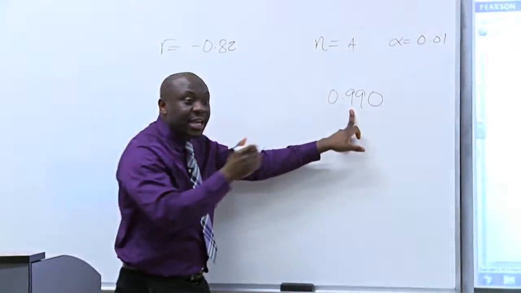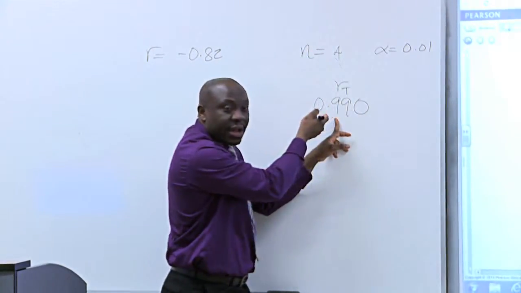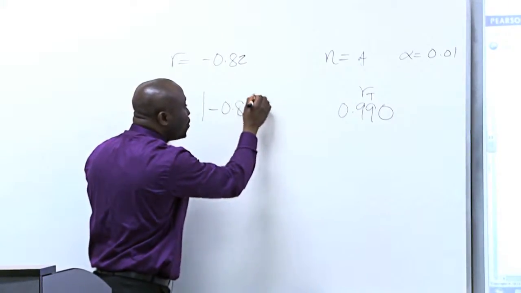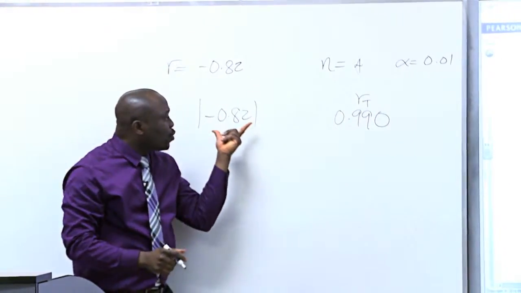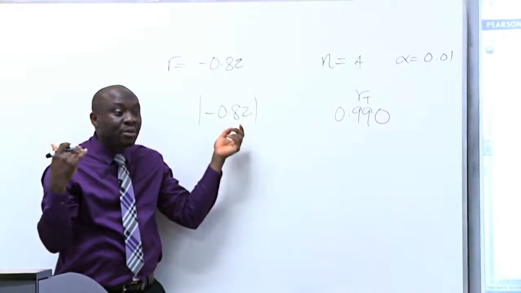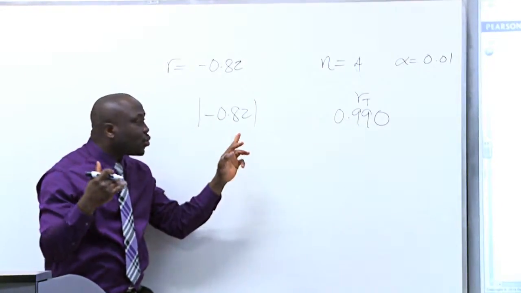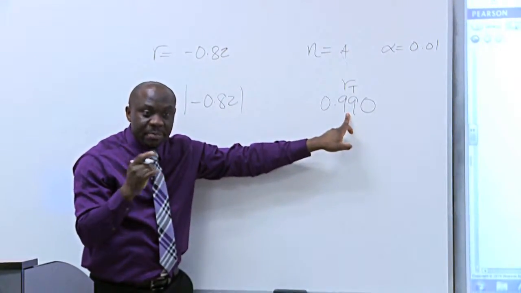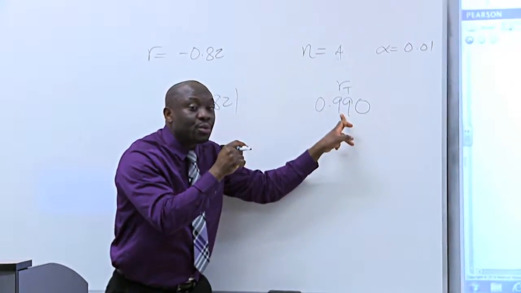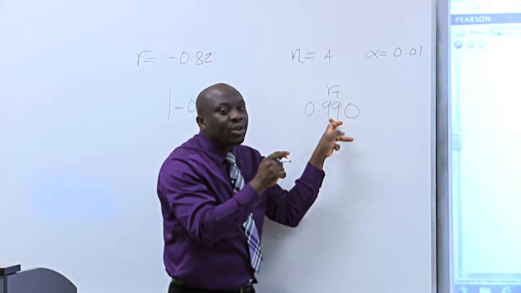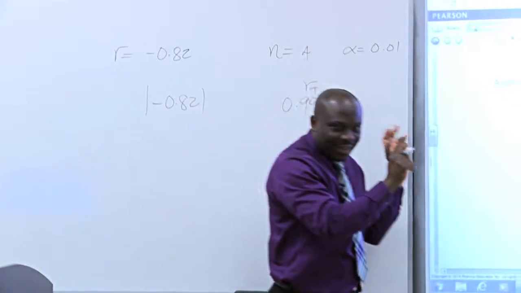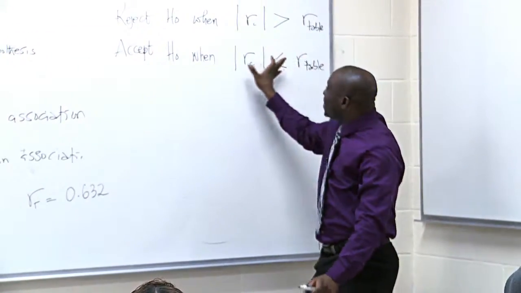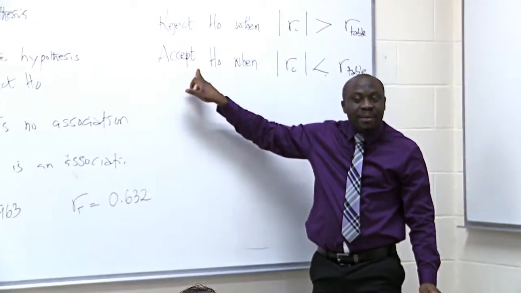So this is R table, right? RT, or critical value. And this, we want the absolute value. Do you see the absolute value there? So you remember absolute value from 097? Absolute value, make this positive. So now compare the two. Which one is bigger? R table is bigger. And if R table is bigger, what do we do? You accept. This is what we have over here. If R table is bigger than this, you accept H0.